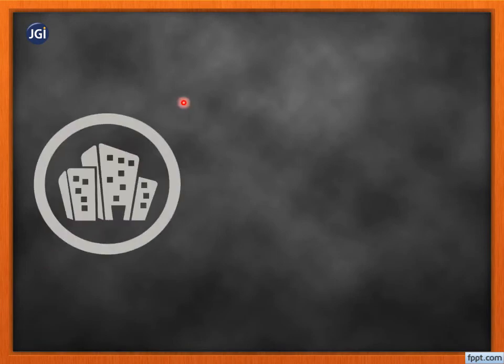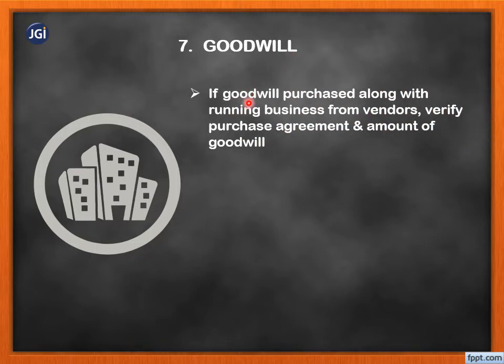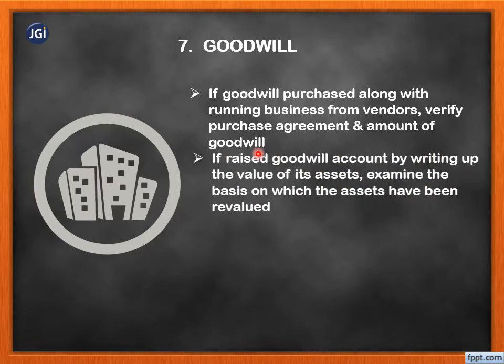Then we have goodwill. We record goodwill on the asset side of the balance sheet, and it is an intangible asset. If any goodwill is purchased along with the running business from the vendors, the auditor should verify the amount of goodwill from the purchase agreement.